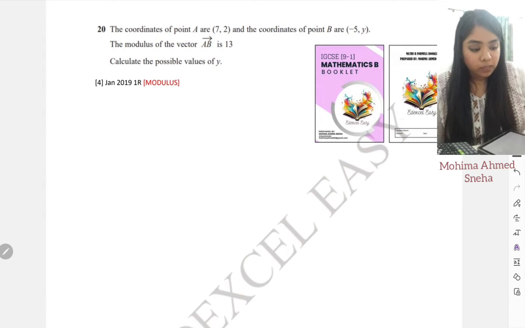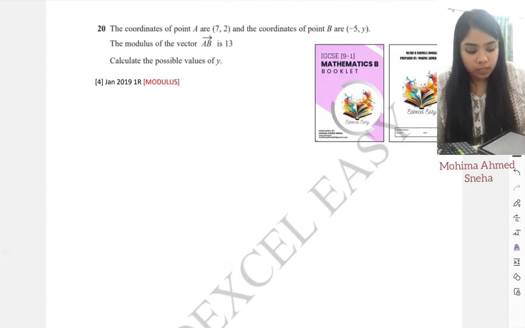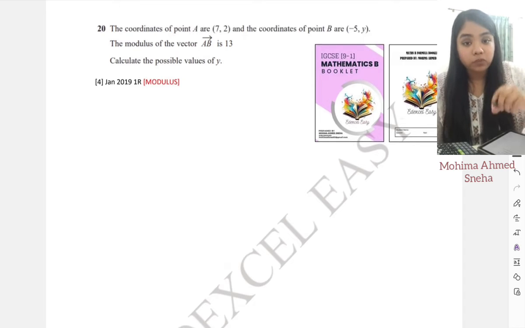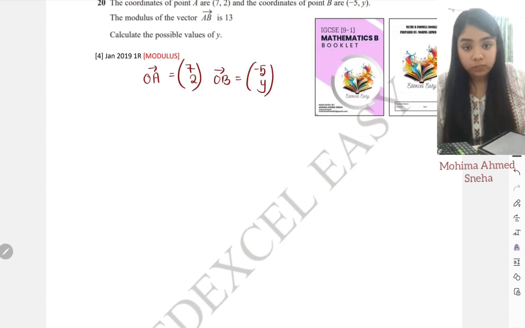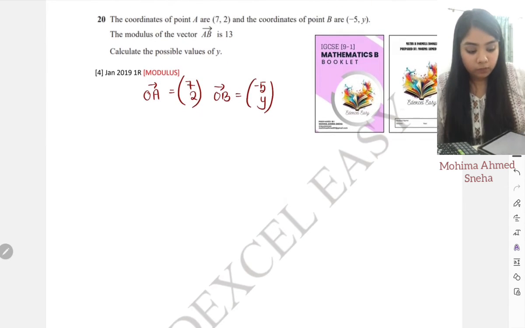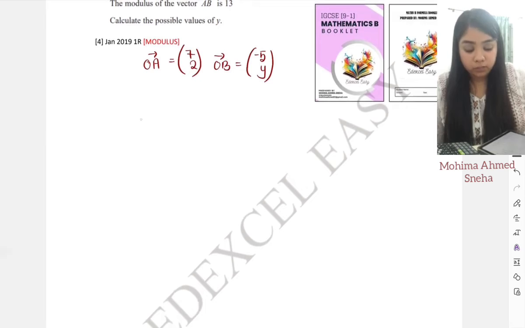Let's start. Again, I'll use the same format. I'll first write these coordinates in the form of column vectors. A column vector is basically writing the vectors vertically, top and bottom. So you have 7 and 2. The front number always goes to the top, and the back number always goes to the bottom. So OA is going to be 7, 2, and OB is going to be 5, y. These are the column vectors. I'll first draw a triangle to find the expression for the vector AB.